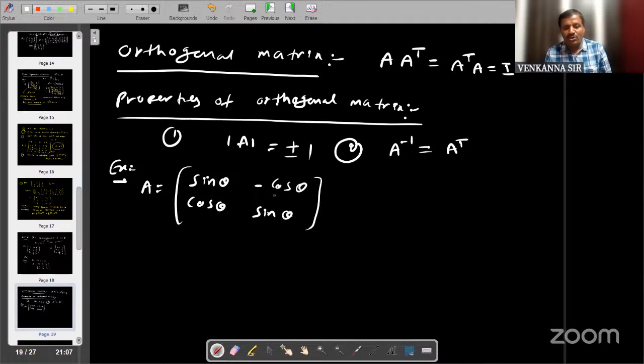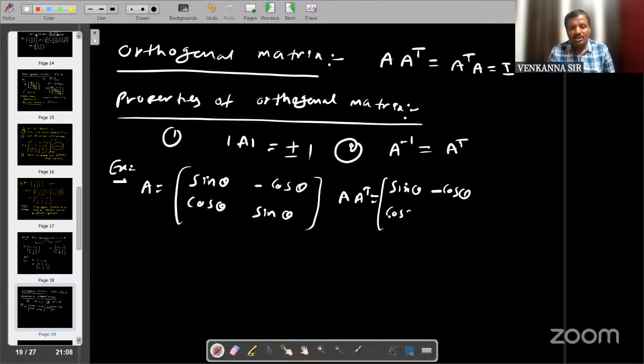Whether it is orthogonal or not, we have to check. A into A transpose is I or not. What is the A here? Sin theta minus cos theta, sin theta, and it's multiplied with the A transpose. What is A transpose here? Sin theta cos theta, minus cos theta sin theta.